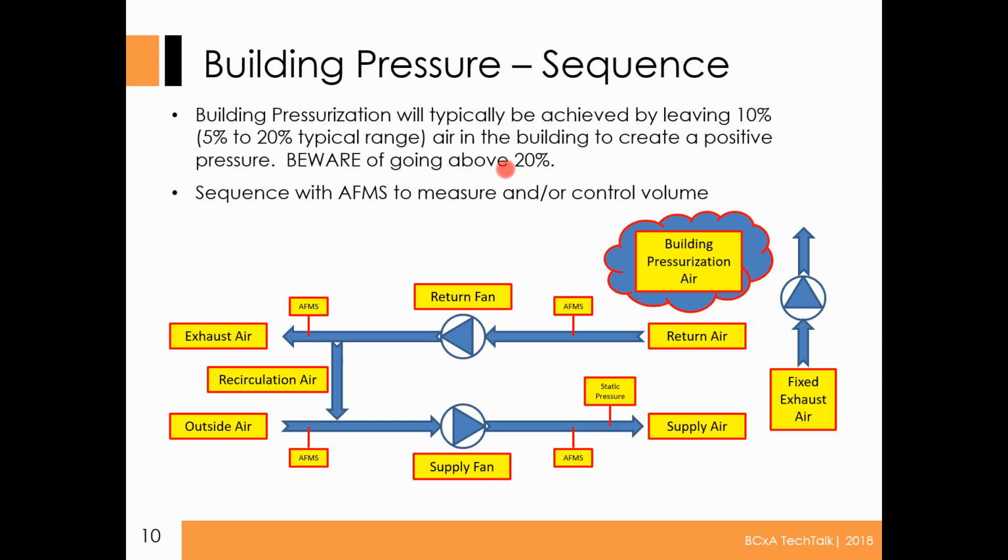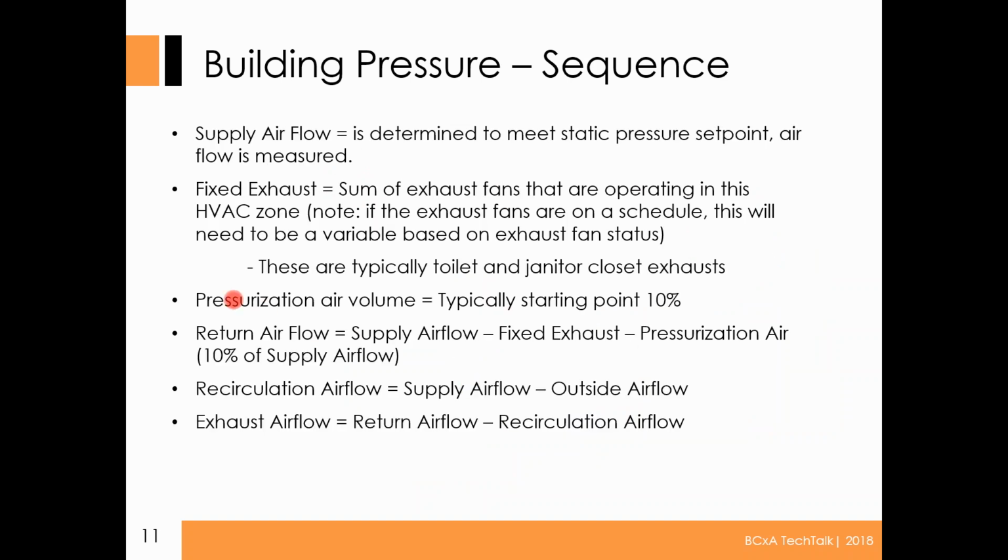This is not something to run away with. If you need 50%, meaning 50% of the supply air has got to be left to make your building positively pressurized, you probably have some other issues and problems going on. You're not going to have a healthy HVAC system getting that extreme. So I have my beware of going above 20%. So we said 10% there.